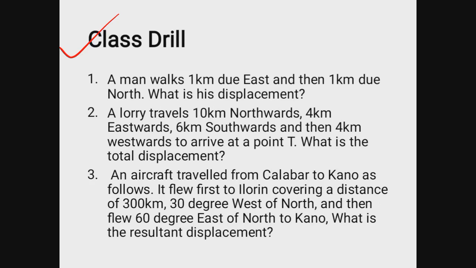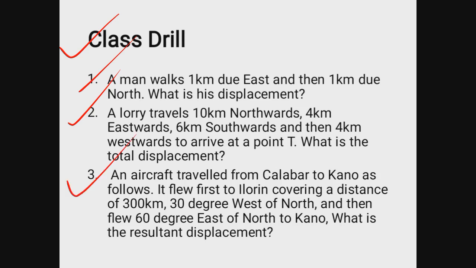Question 1: a man walks 1 kilometer due east and then 1 kilometer due north. What is his displacement? Question 2: a lorry travels 10 kilometers northwards, 4 kilometers eastwards, 6 kilometers southwards, and then 4 kilometers westward to arrive at point E. What is the total displacement?